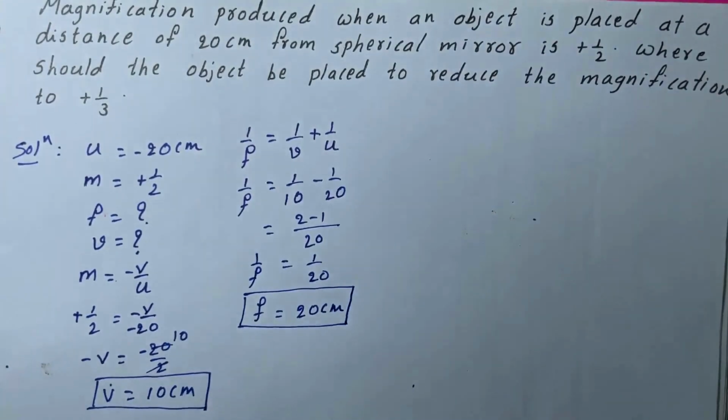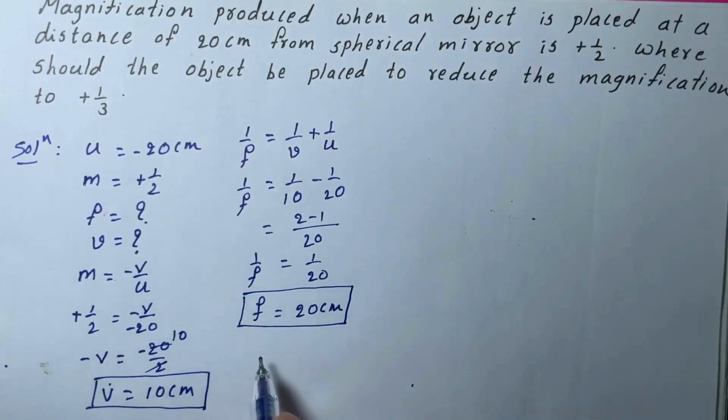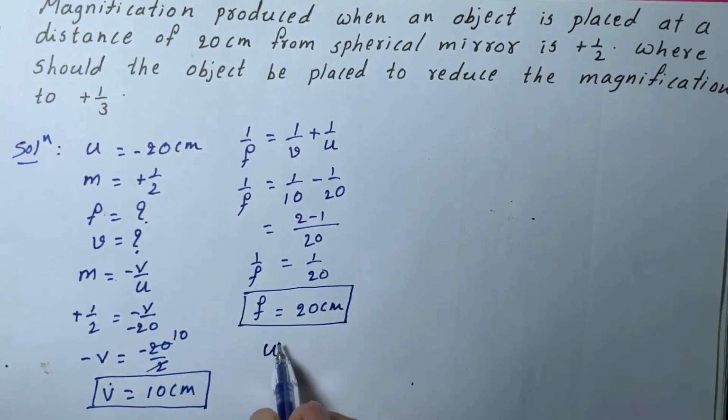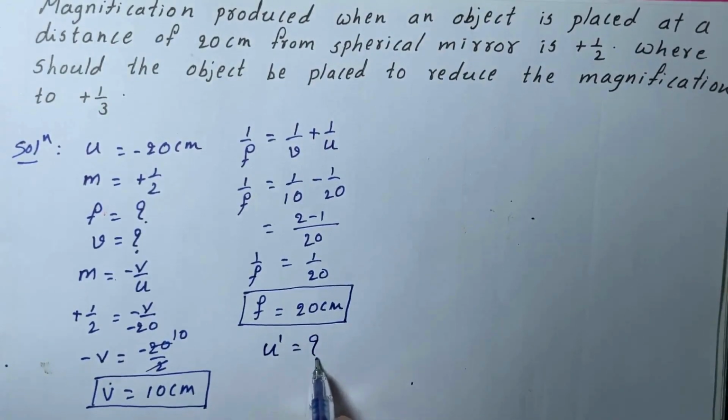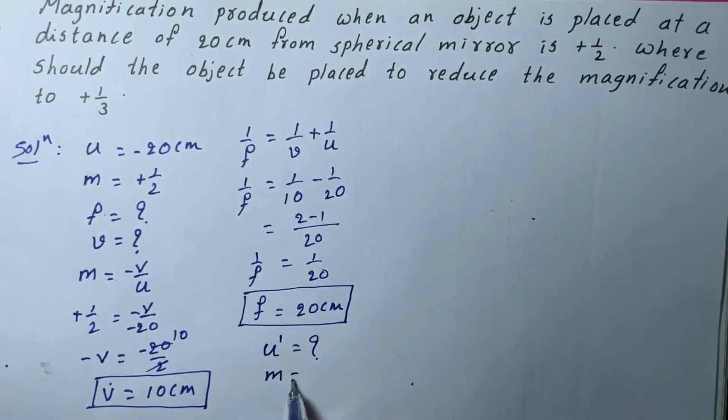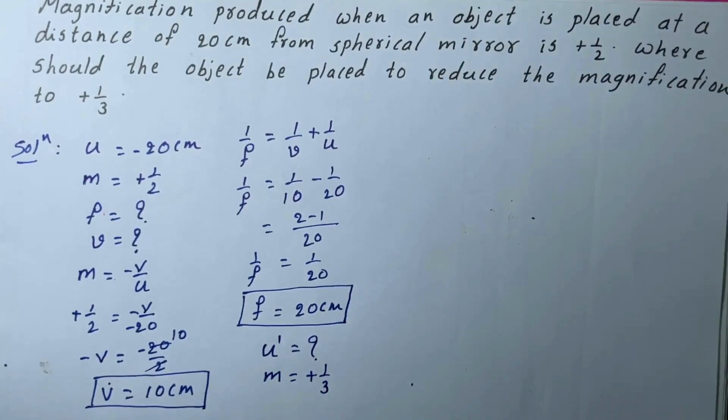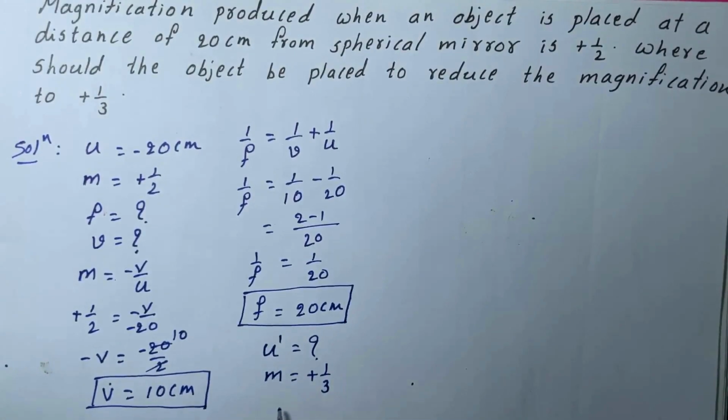And now we have to find the position of the object, which we do not know, when magnification is plus 1 by 3. To find the position of the object, we need the position of the image and the focal length. So find the position of the image also by using these two quantities, that is m is equal to minus v dash by u dash.